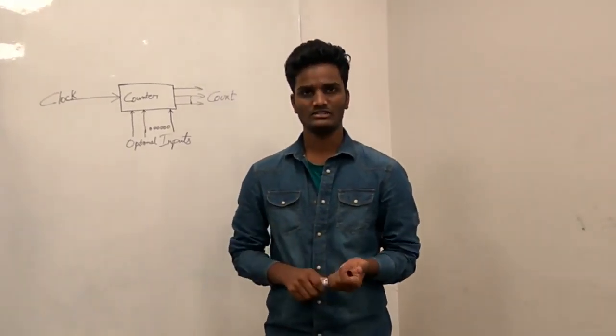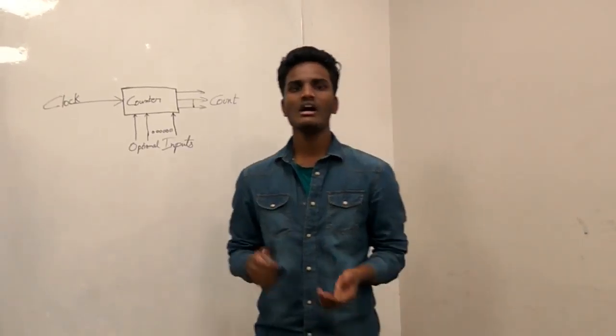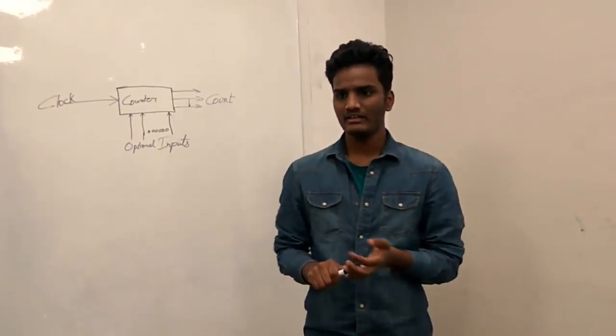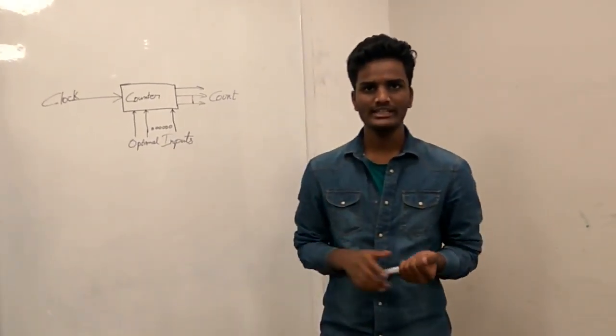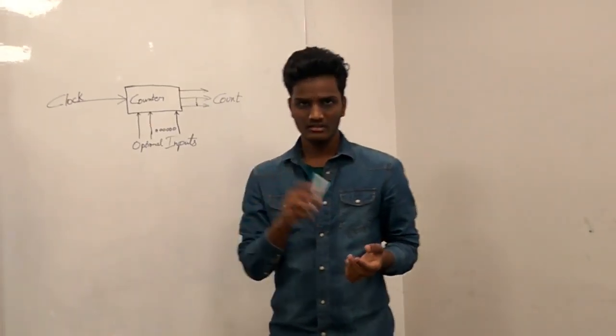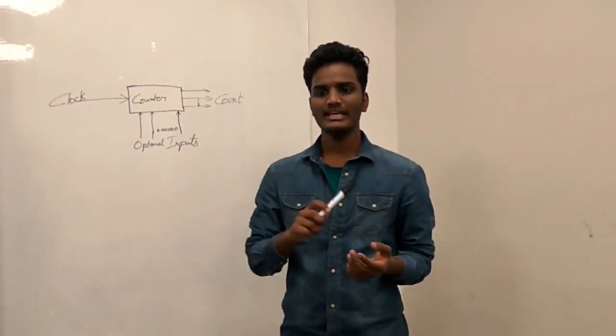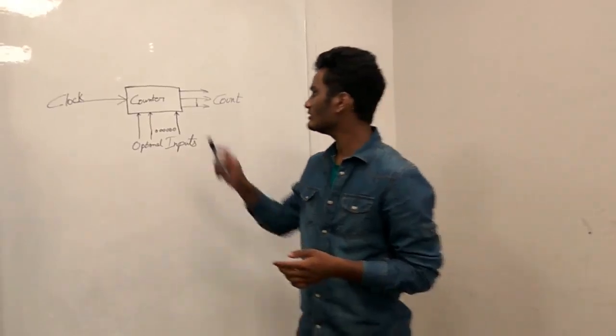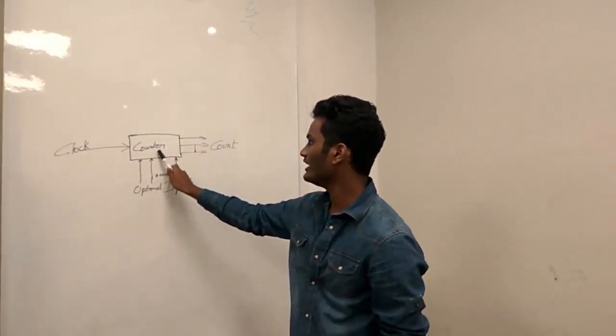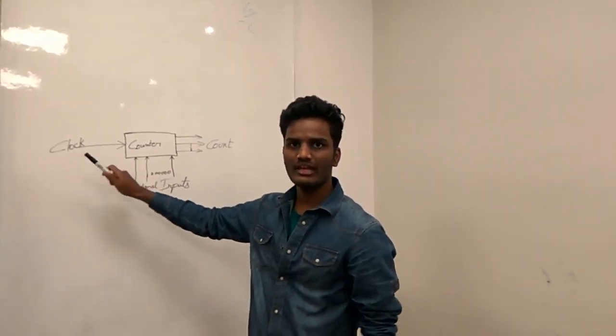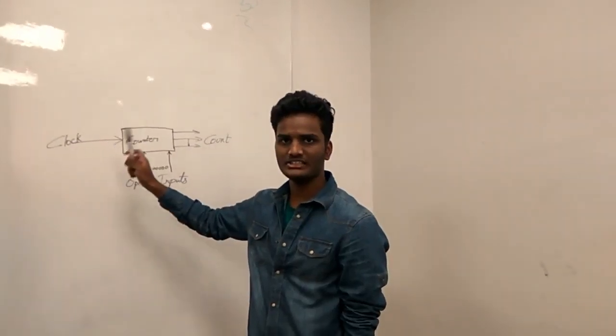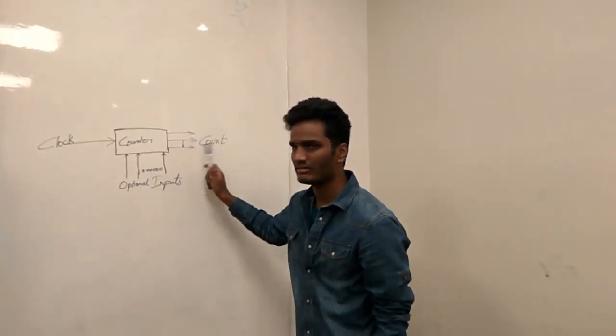about binary counters. But first, what is a counter? A counter is a circuit that produces a numeric count each time an input clock cycle makes an active transition. Here there is a counter in which there is a clock. When there is an active transition in the clock, the count increases one by one.